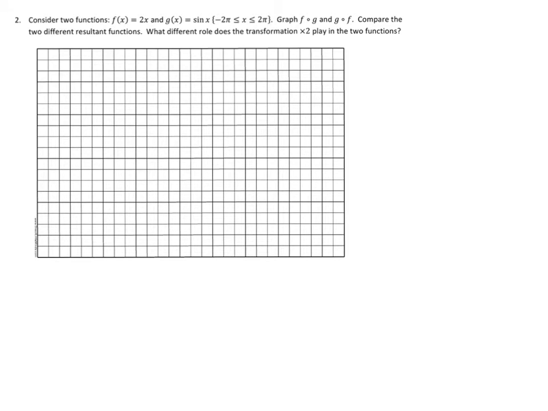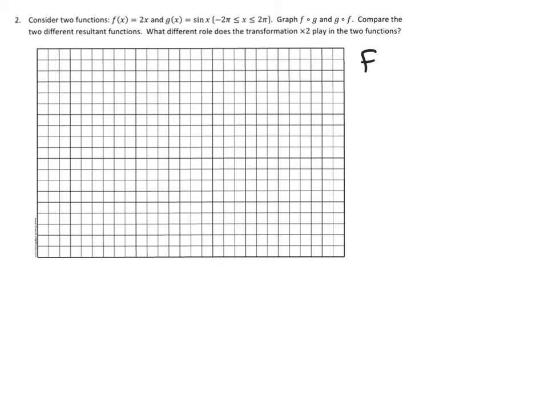Problem number 2. Consider two functions, f of x equals 2x and g of x equals sine x on the interval negative 2 pi to 2 pi. And again, we're going to graph f composed with g and g composed with f, and we're going to compare. What different role did multiplying by 2 play in the two functions?